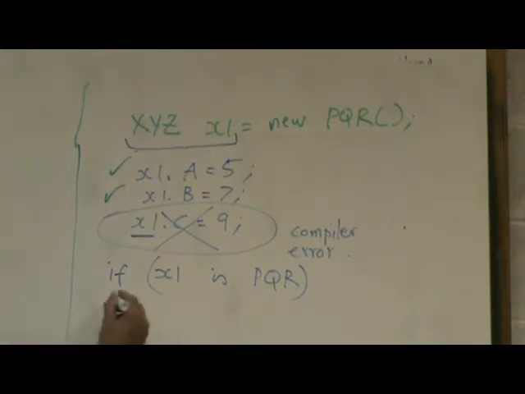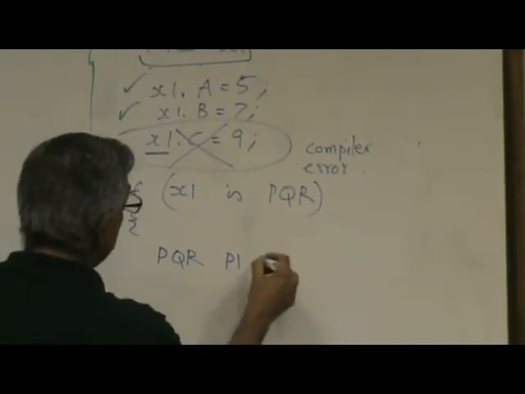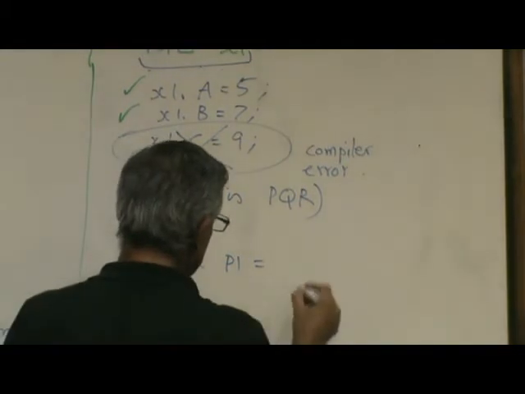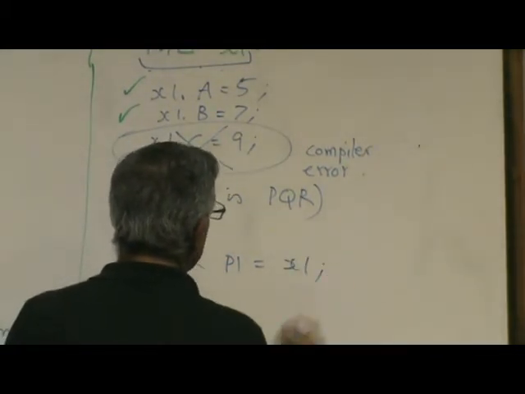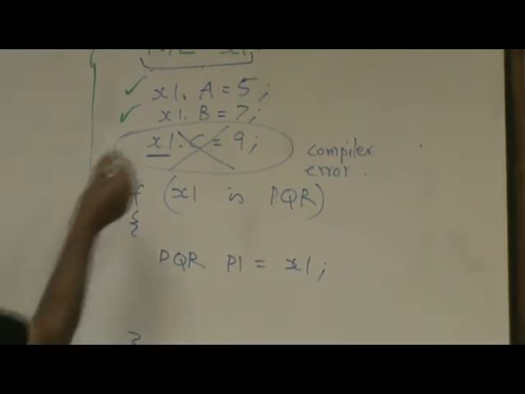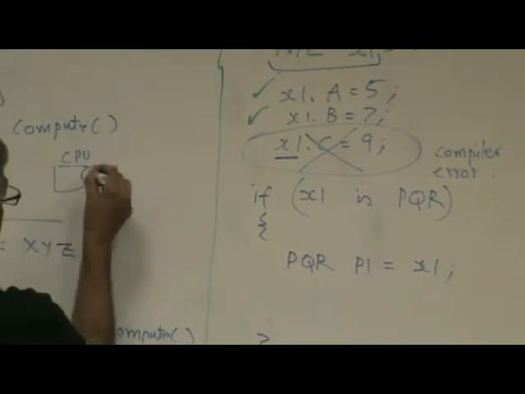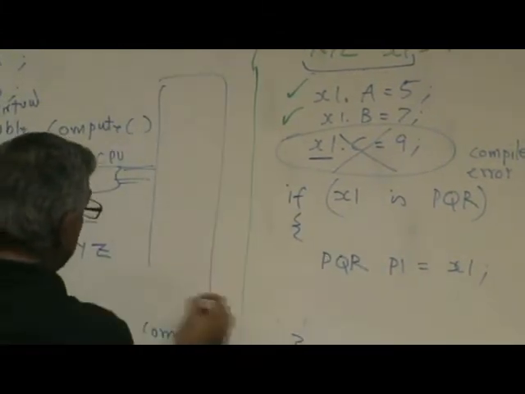If that's the case, then we will do PQR P1 equal to x1. Now we will create a reference of type PQR and make it point to the same place x1 is pointing to. See, if I draw the picture, it will be a lot clearer. So let's say here's the CPU, here's the memory.